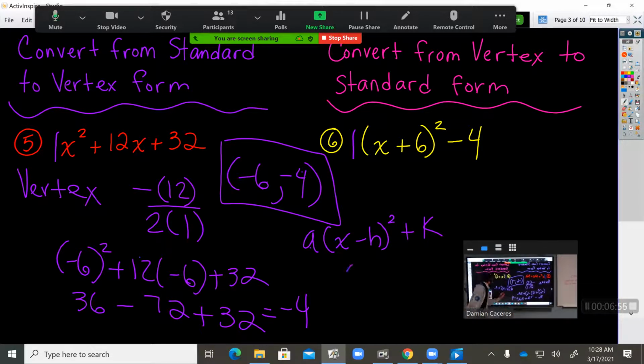So we're ready to write our answer. Parentheses with the 1 on the outside, you don't have to write the 1. Here we're going to put x minus h, which is negative 6. When two minuses are next to each other, it changes to plus. And now the only thing left to plug in is k. K is negative 4, so we put minus 4.